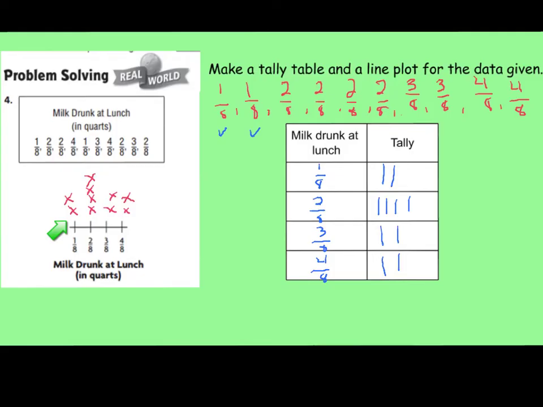Then, if we come to our line plot over here, for 1/8, we just count however many tallies we had, and that's 2 students, so 2 X's go for 1/8. For 2/8, we should have had 4 X's, just like however many tallies we had. For 3/8, we should have had 2 X's. And for 4/8, you should have had 2 X's also. I hope you got that right.